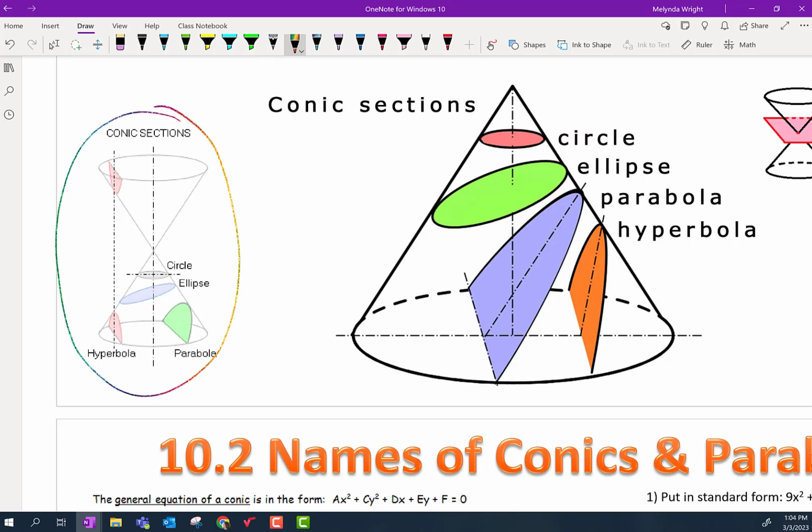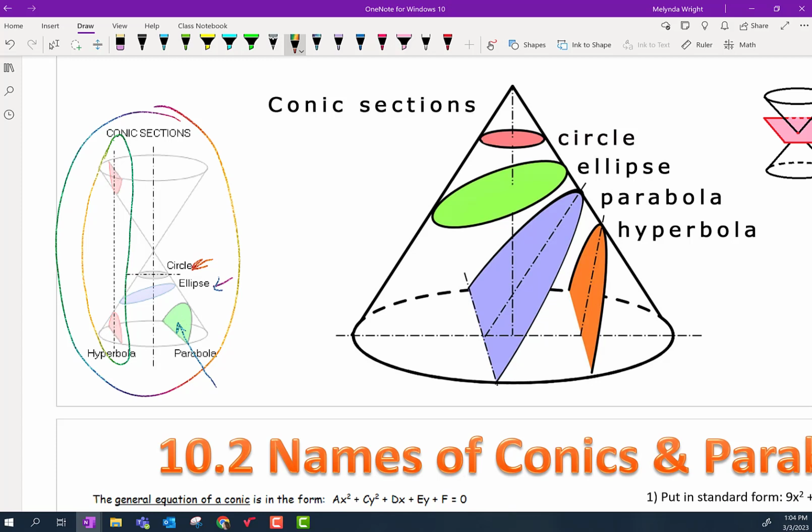So as you slice through it, you can see this green one right there. That's a parabola. Hyperbolas have two pieces. This is a hyperbola, these pink ones. A circle would be slicing straight across, and an ellipse would be slicing at an angle. Those are the four kinds of conic sections we're going to deal with primarily.